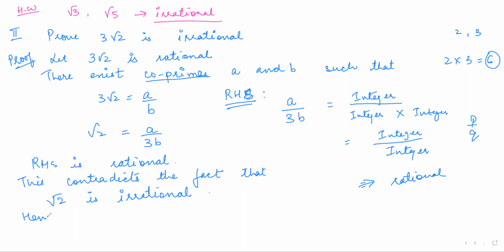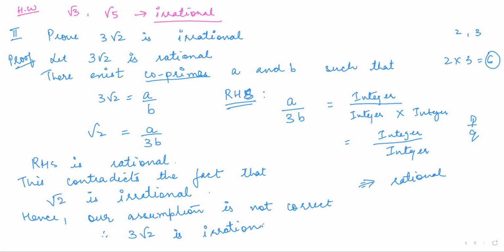Hence, we can say our assumption is not correct. So there's a problem in our assumption. And therefore we can say that 3 under root 2 is irrational. Clear? Okay. Now you have written it.